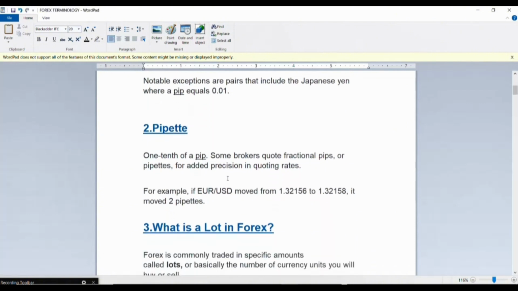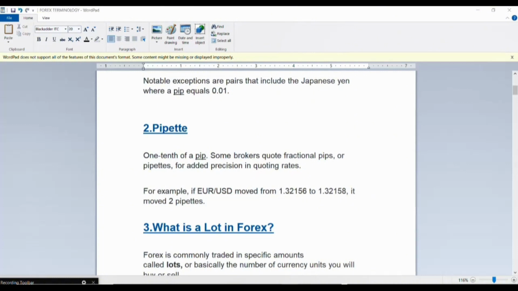Let's look at PIPETTE. A pipette is 1/10 of a pip. It is actually very, very, very small. It is always the fifth digit. Now, every currency pair is always represented by 5 digits. Remember, the fourth digit is the pip and the fifth digit is the pipette. It is actually very, very small. We don't use pipettes in trading. So, for example, if Euro USD moves from 1.3156 to 1.3158, it means it has increased by 2 pipettes. From 6 to 8 is 2 pipettes.